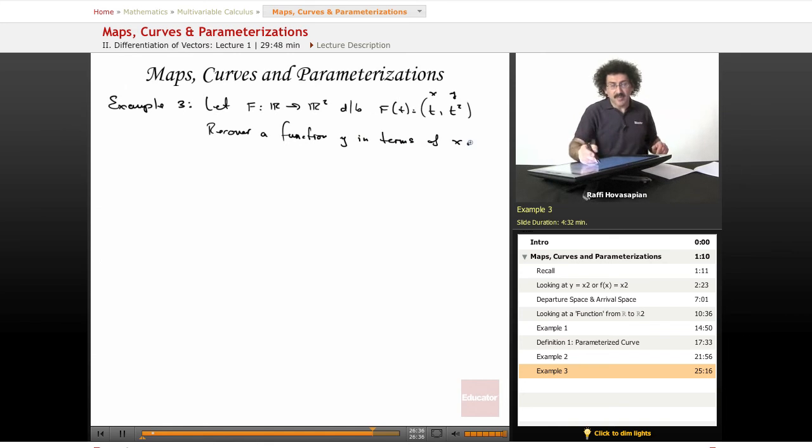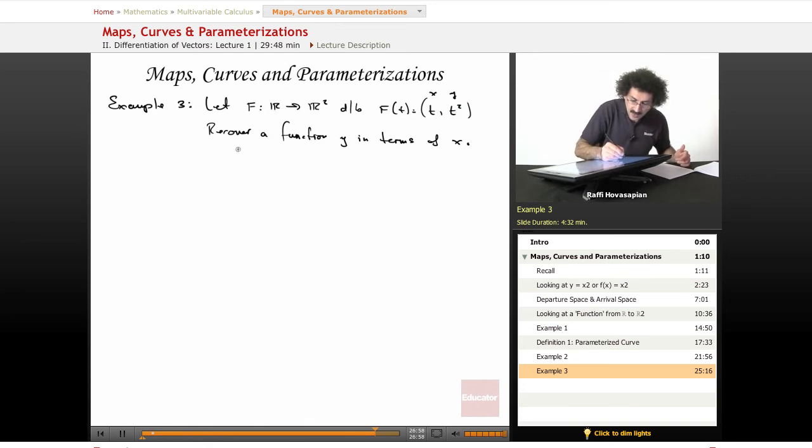So now I've given you this parameterization, and we want to be able to recover some function the way we're used to seeing it. Y is a function of x. Dependent is some function of independent. Well, we're given the parameter t. The t is what's in common. So basically all you have to do is eliminate the t and set y equal to some function of x.